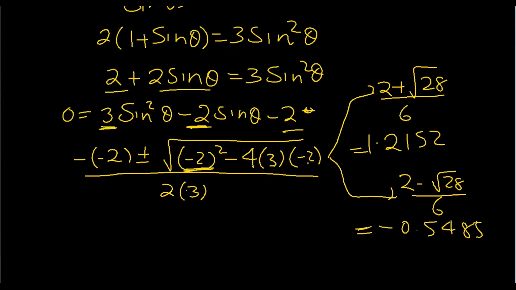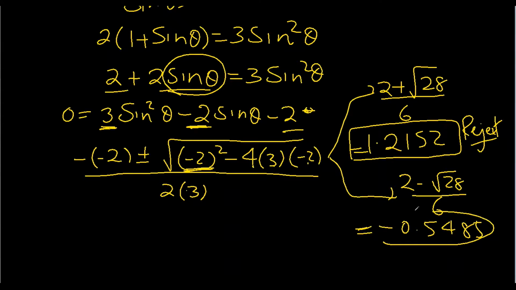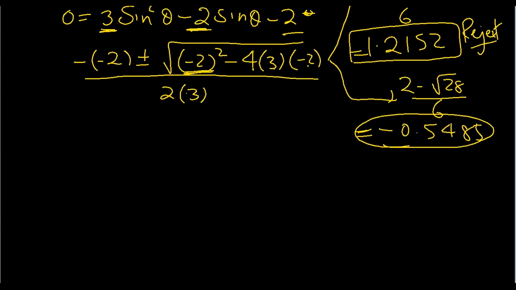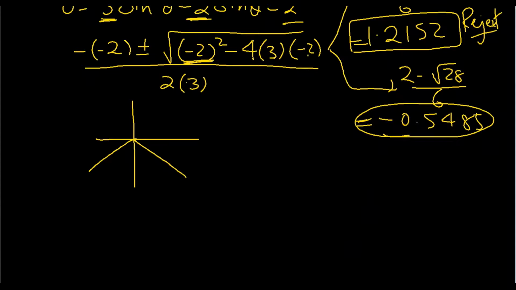Alright, since this is the value of sine theta, it cannot be more than 1, so this answer is rejected. Why? Because there is no possibility to get 1.2152 with the help of sine. That means this is the only answer we'll focus on, minus 0.5485. And sine is negative. Sine is negative in this and this quadrant, and our answers should be between 0 and 360. Yes, theta should be between 0 and 360, and that's correct.